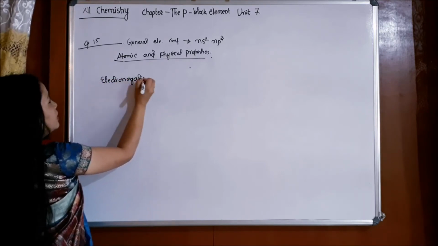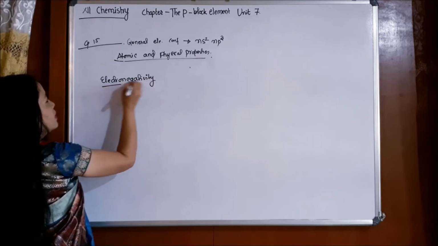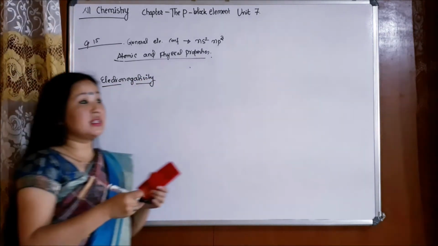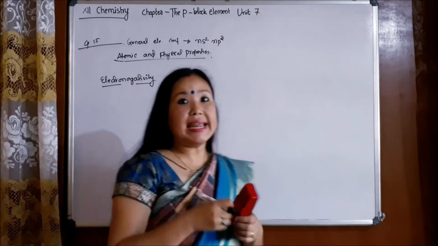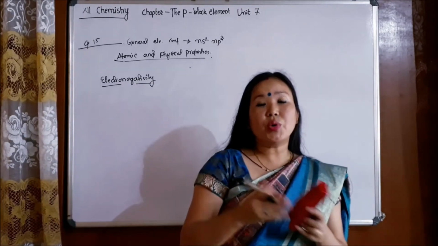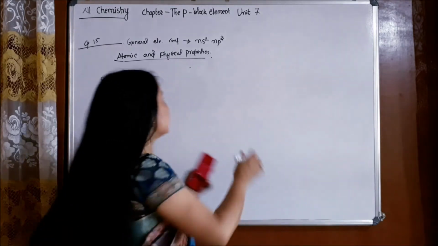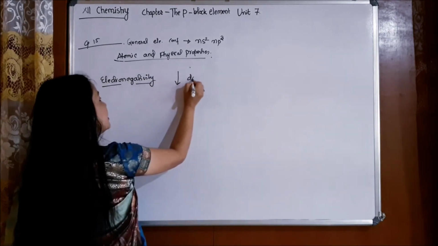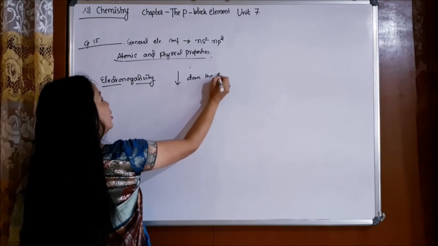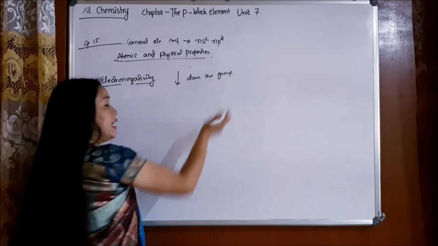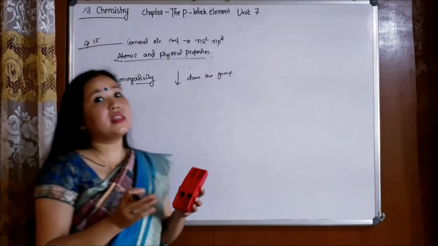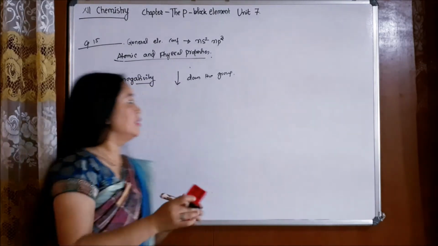Now next is electronegativity. Electronegativity is the tendency to pull electrons toward itself, right? So what will happen to the electronegativity? It decreases down the group. Why? Again, because of the increase in the atomic size.